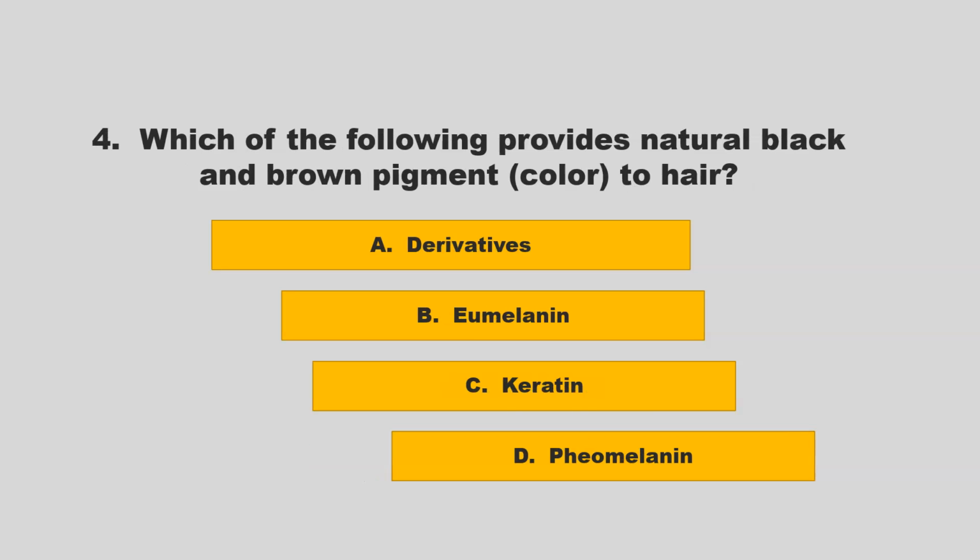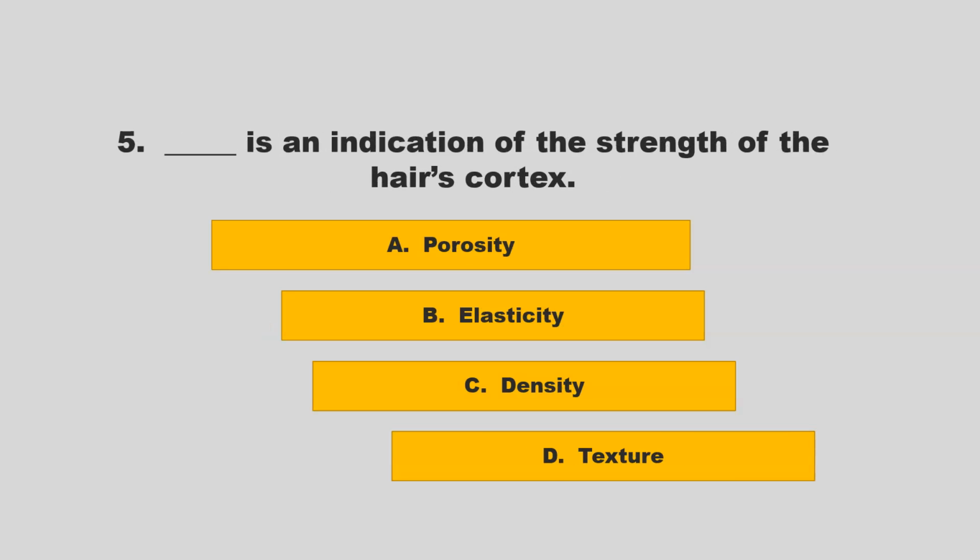Which of the following provides natural black and brown pigment color to hair? Is it derivatives, eumelanin, keratin, or pheomelanin? If you chose B, eumelanin, you are correct.